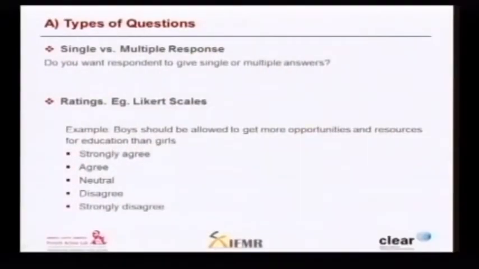There are single and multiple response questions. There are also questions which are based on ratings. So ratings are ordinal measurements which can be useful to get indications of people's opinions or perceptions, for example. The Likert scale is a very commonly used rating scale. So for example, to measure attitudes of a community, one can ask questions about gender attitudes or aspirations for children, to the extent they agree or disagree with the statement at hand.